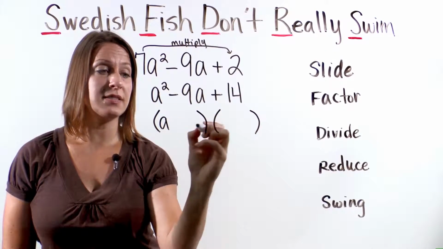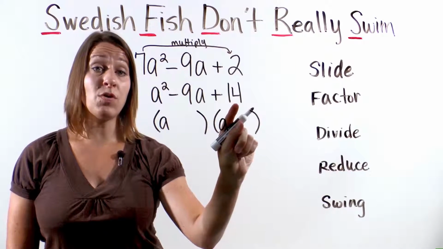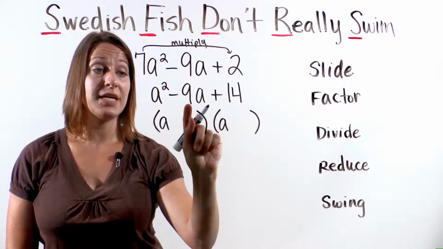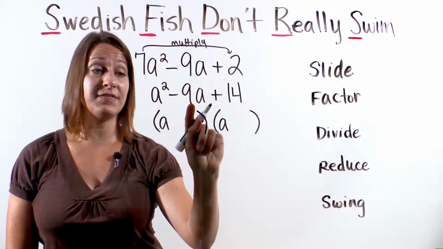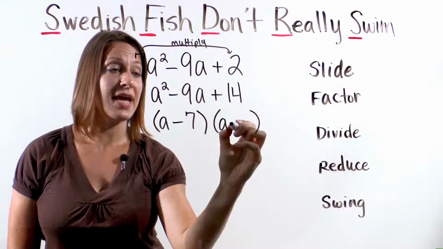We'll put our A's down. Two numbers that multiply to positive 14 and add to negative 9 are negative 7 and negative 2.